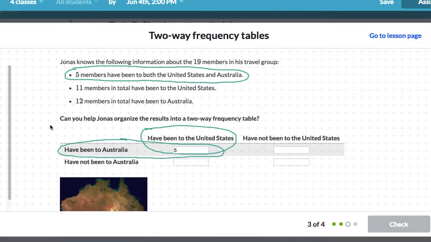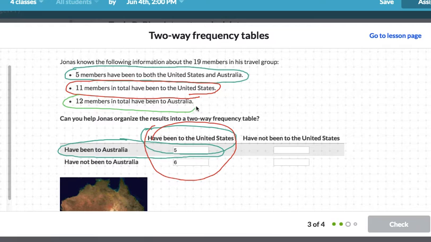Now we have our totals. 11 people in total have been to the United States. That's this whole column right here. 5 plus 6 is 11. And then we have 12 in total who have been to Australia. Been to Australia is this row right here, and we know that it's 12. So 5 plus 7 is 12.